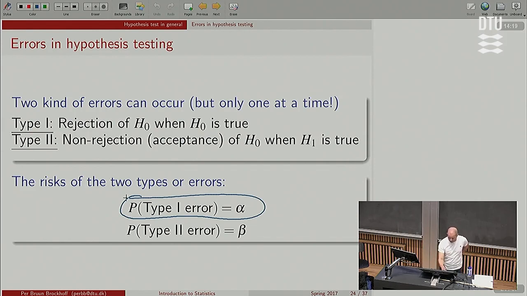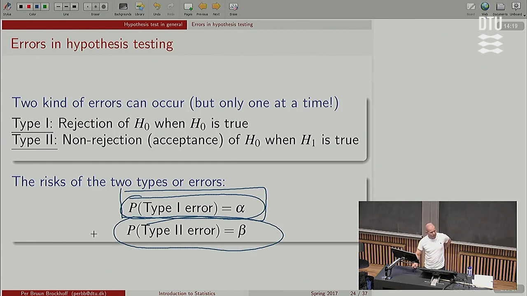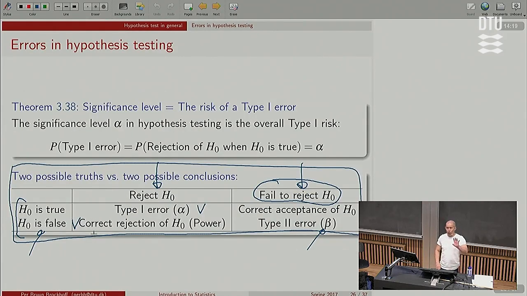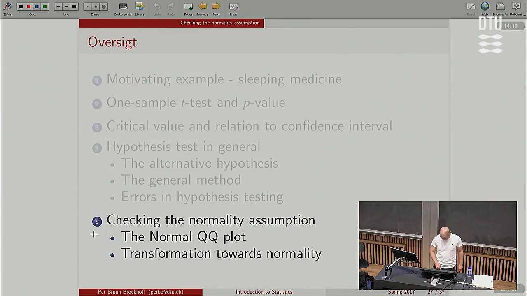So in the long run, 5% of the time, we might claim we found something even though it's not there. This one is more difficult. Sometimes this is much too big for meaningful conclusions. We'll get back. Two kinds of errors in hypothesis testing.